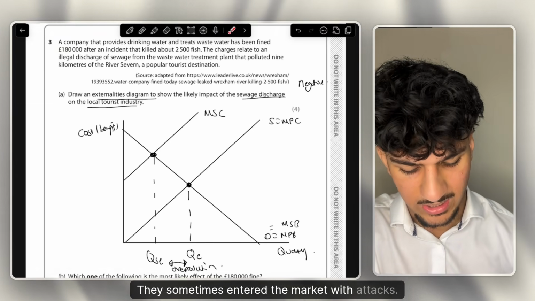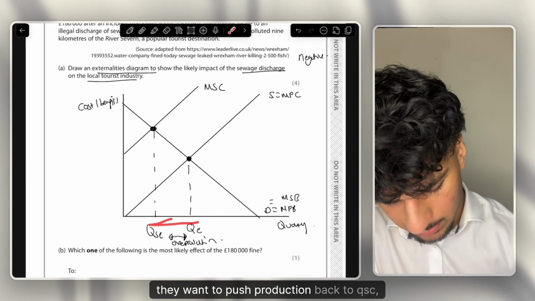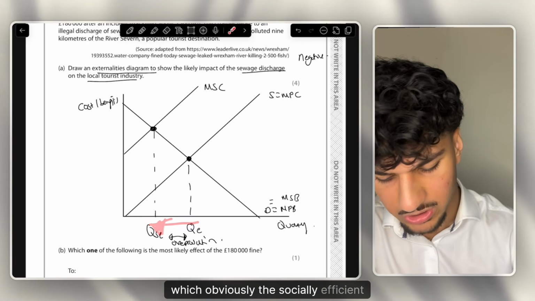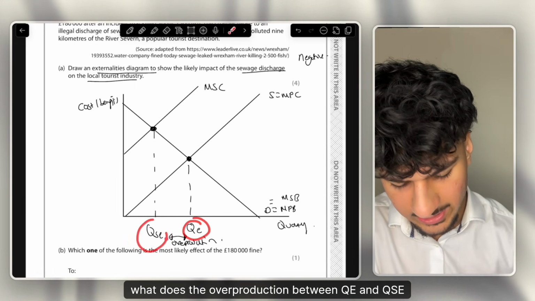They sometimes enter the market with a tax. Why? Because this is a too high level of production, and they want to push production back to QSE, which is obviously the socially efficient equilibrium. And what does this gap, the overproduction between QE and QSE, cause?